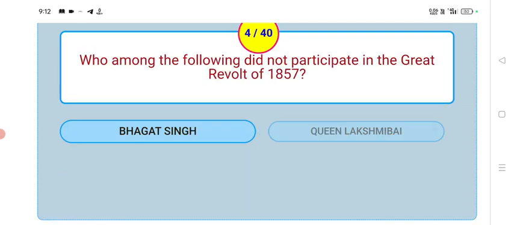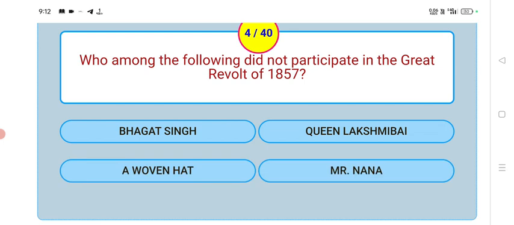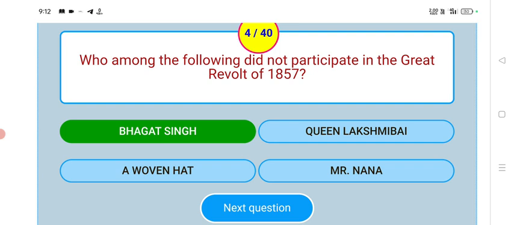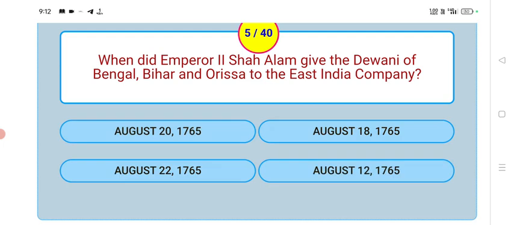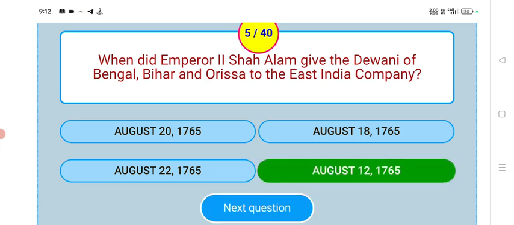Next, who among the following did not participate in the Great Revolt of 1857? Answer, Bhagat Singh. Bhagat Singh did not participate in the Great Revolt of 1857. Next, when did Emperor II Shah Alam give the Devani of Bengal, Bihar and Orissa to the East India Company? Answer, August 12, 1765. Emperor II Shah Alam gave the Devani of Bengal, Bihar and Orissa to the East India Company on August 12, 1765.